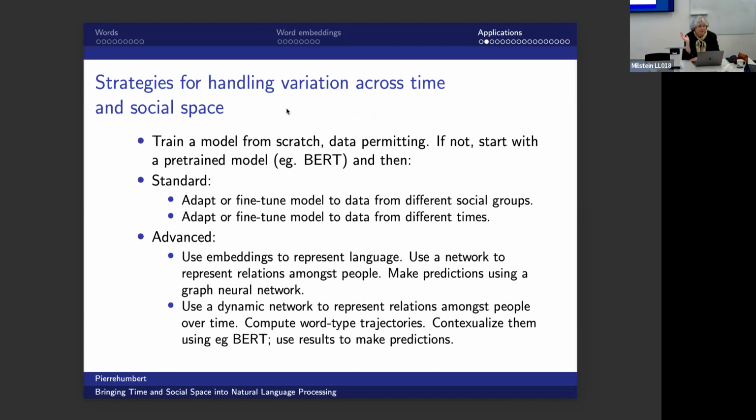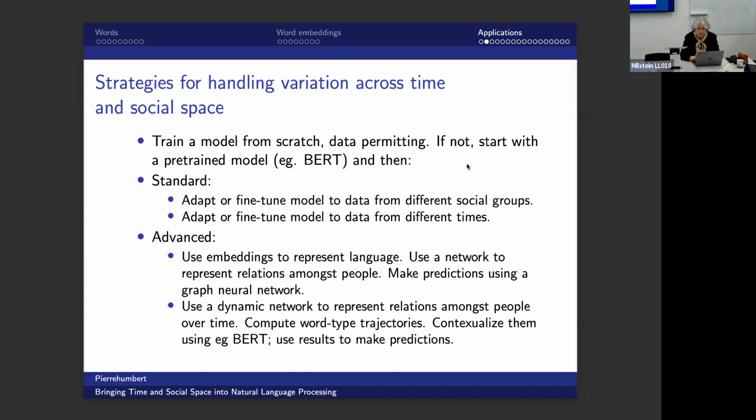So a typical approach nowadays would be to start with a pre-trained model, and I'll be using BERT. And then a standard approach is that you adapt or fine-tune the model to data from different social groups, or else you adapt or fine-tune the model to data from different times. Lots of people are doing that. I'll give you a few easy examples.